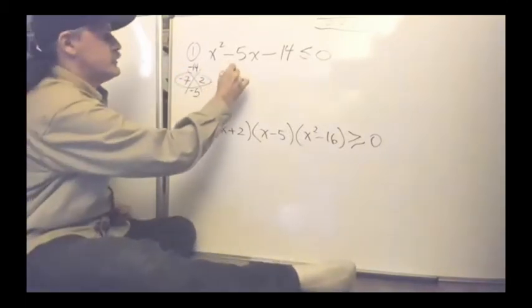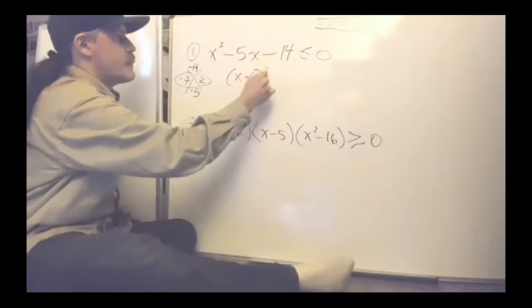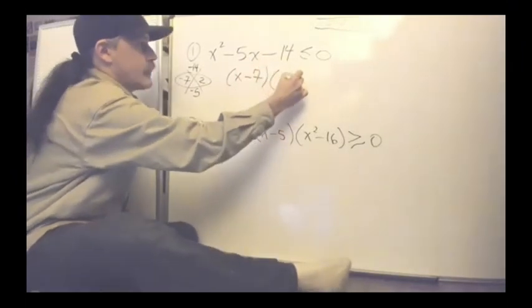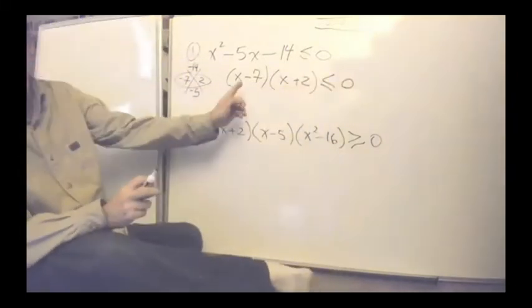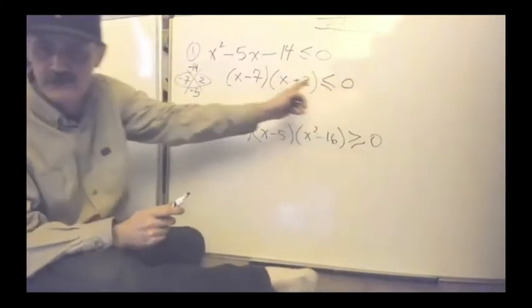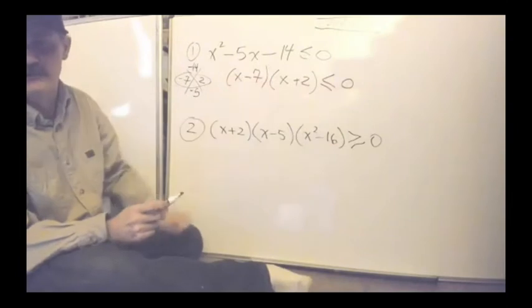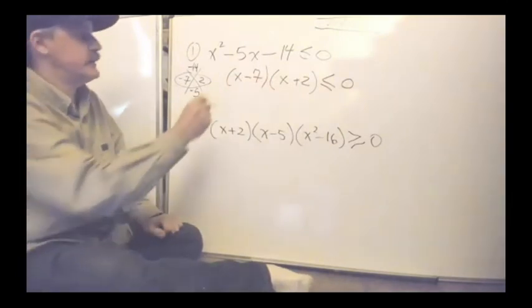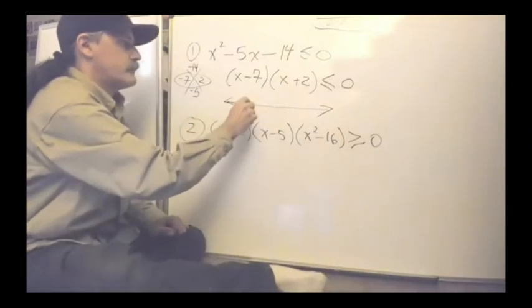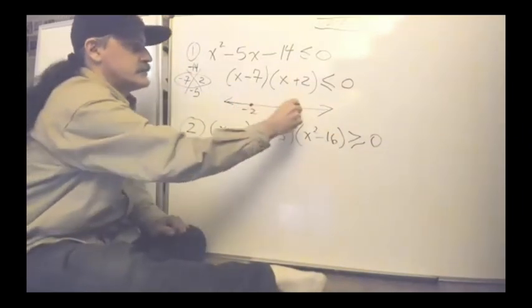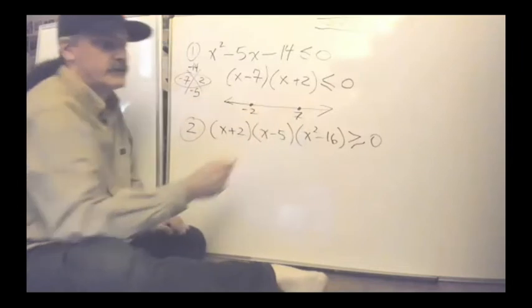Okay, so then we put this in factored form. We can do that right here. All right, so our x-intercepts, when this equals 0, are going to be when x is 7 and when x is negative 2. So I'm just going to go ahead and draw a number line. I'm going to put dots to represent those x-intercepts.